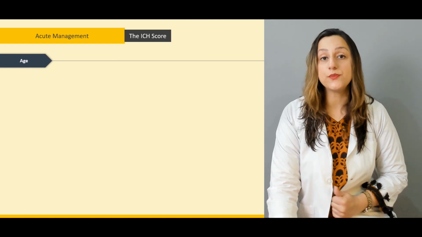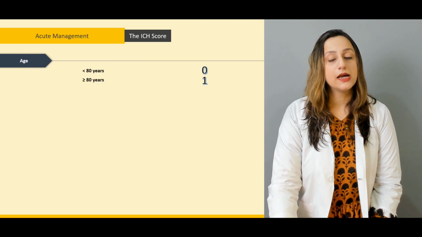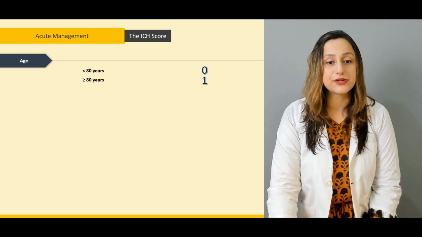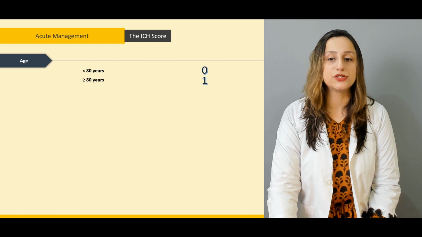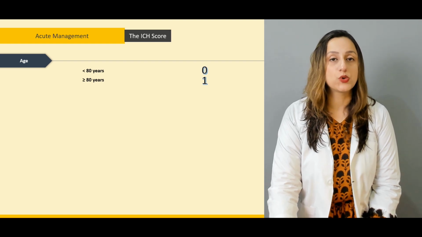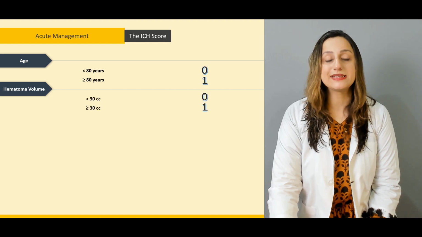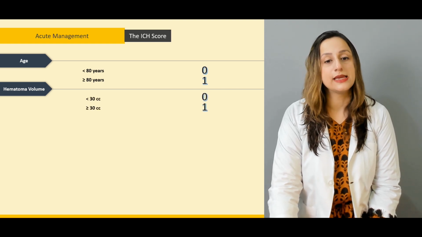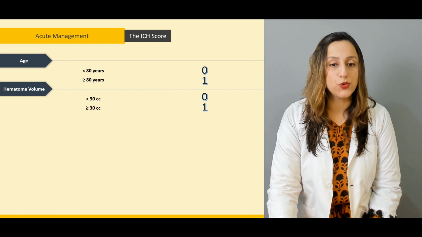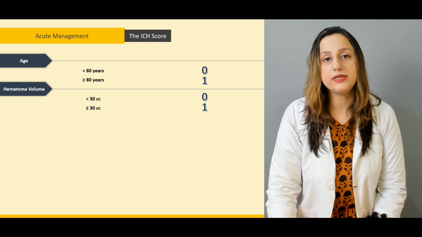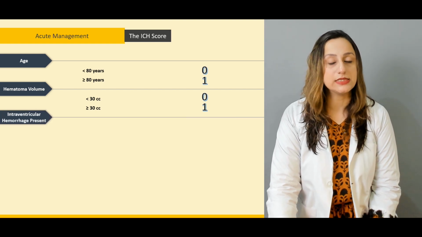The age is a very important factor out there. Usually there is no score for a patient who is less than 80 years, and patients who are above 80 years basically score a single point. Then we have the hematoma volume. If it is less than 30 cubic centimeters, it scores 0, and if it is more than 30, we score it as a single point.